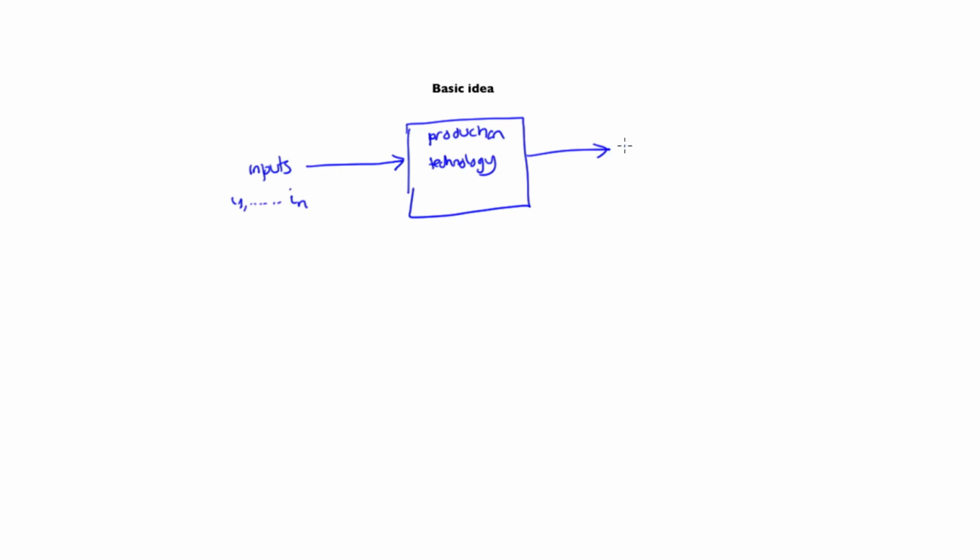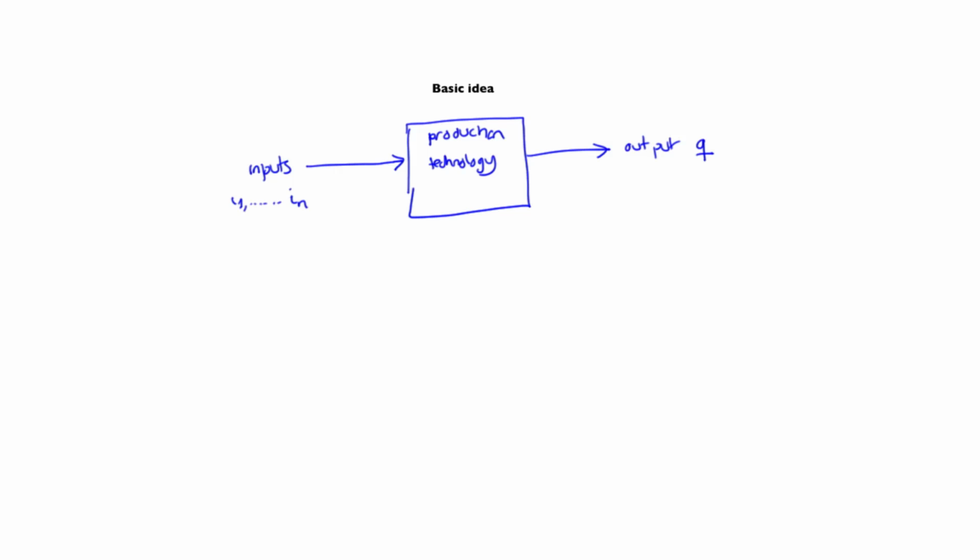So let's think now about how to model the technological constraints of the firm. The idea of the basic model is very simple. Think of the firm as a black box that has a production technology. What the production technology does is it takes inputs of production, let's denote them by the first input to the last input. This is the level of each input. It passes them through the production technology and it produces output that we're going to denote by Q. That's the general representation of a production technology.